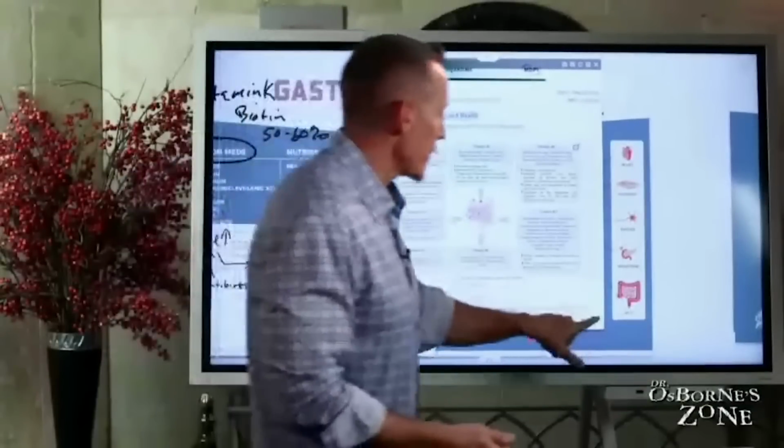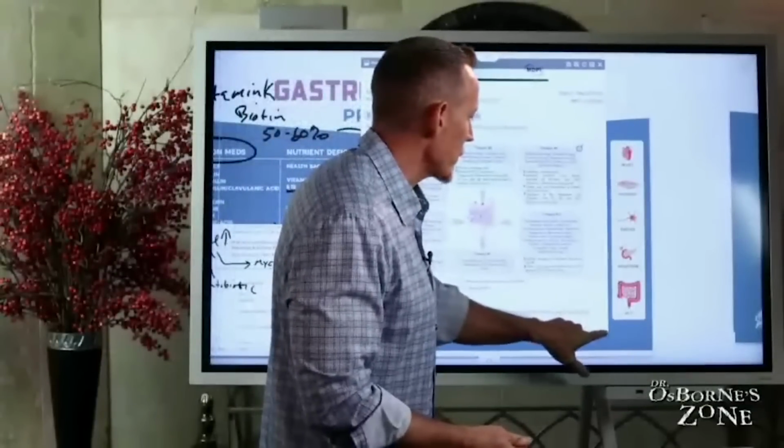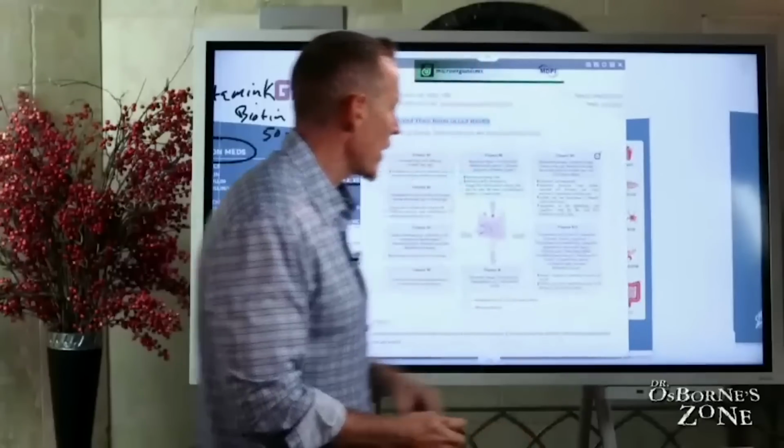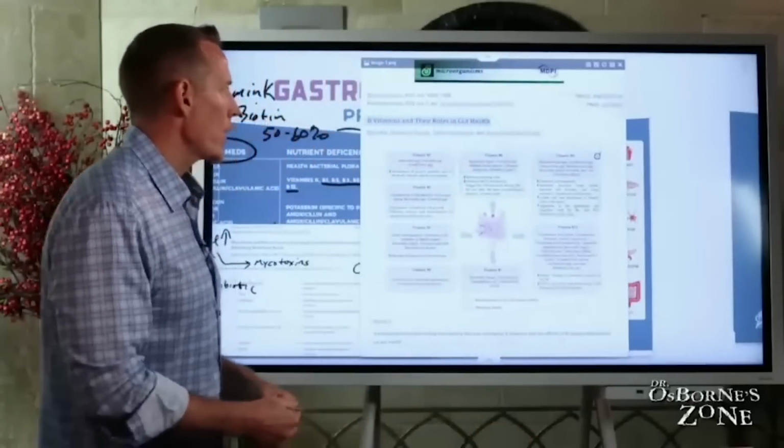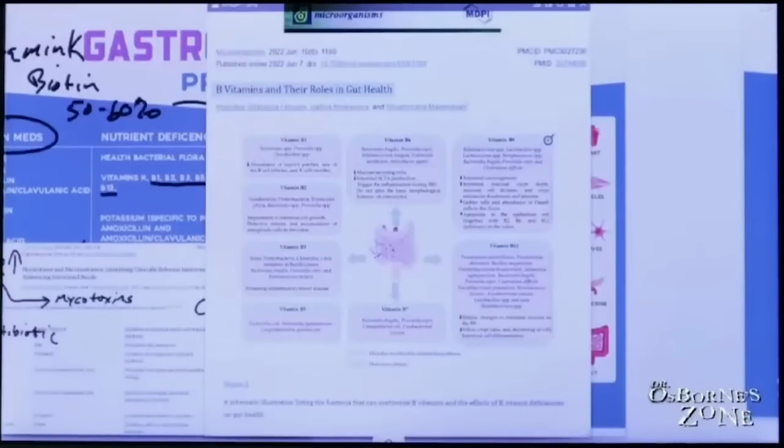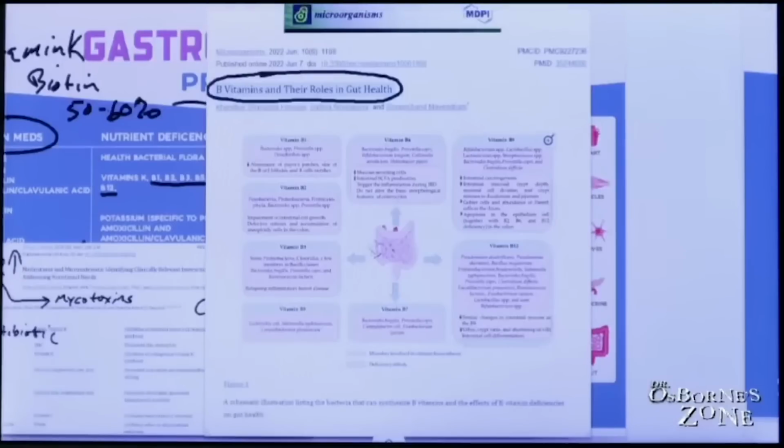Now I wanted to show you this here as well, because I just showed you that antibiotics cause B vitamin deficiencies. This is a review published in the journal Microorganisms on the role of B vitamins in gut health. So, going through this, some of the functions of B vitamins as it relates to your gut health. And remember, it's gut health that we're talking about here.